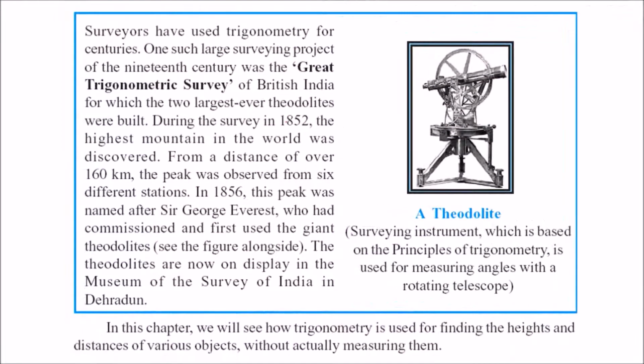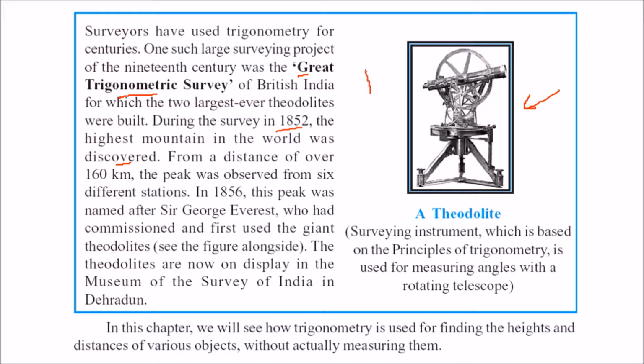What happened in 1852? There was one large surveying project, because we need to tell you that surveyors have used trigonometry for centuries. So there was a large surveying project in the 19th century called the Great Trigonometric Survey, and the largest ever theodolites were built. And during this survey in 1852, the highest mountain in the world was discovered.